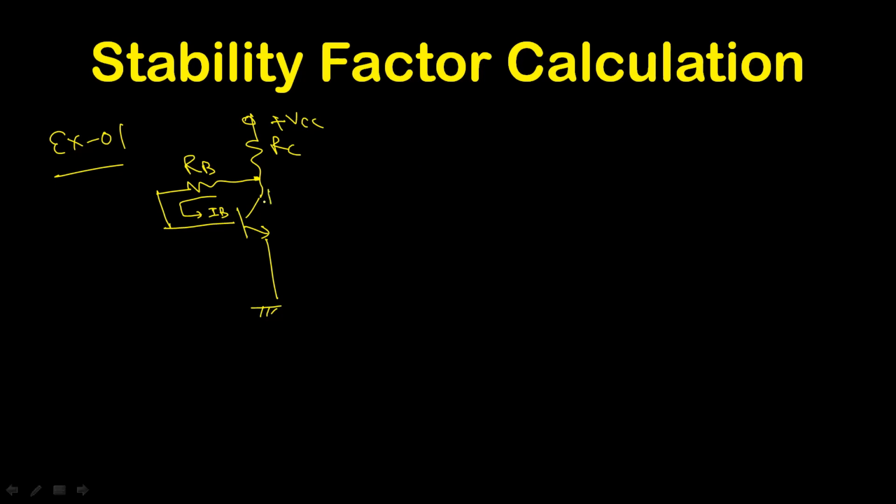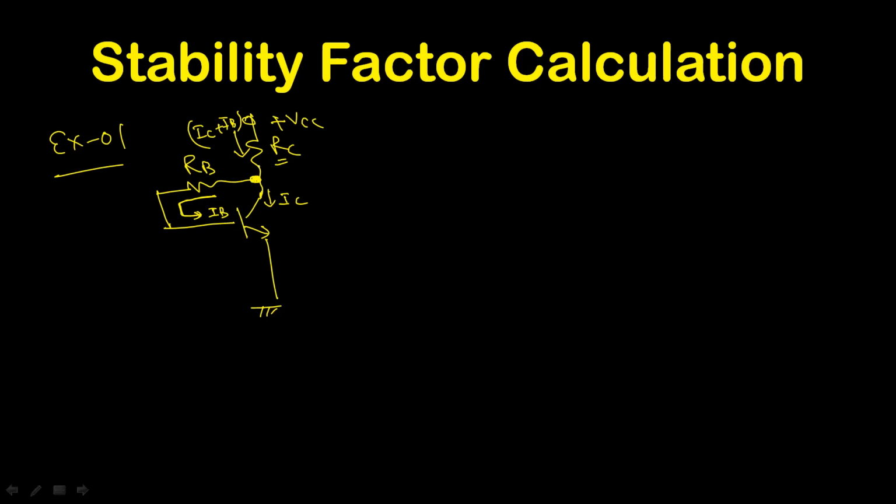So first check the current. This one is IC, this one is IB. Of course, the current flowing through this resistance will be IC plus IB, not only IC, because IC is entering at the collector here, and the base current is flowing here. So the total current flowing through this resistance is IC plus IB.